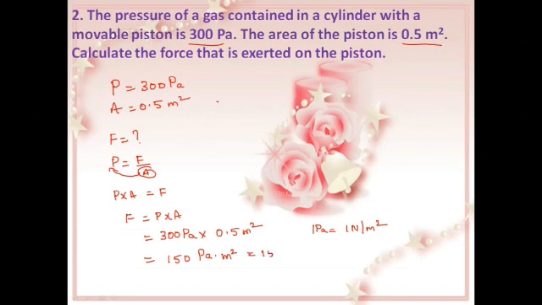So it is 150 into 1, you don't have to write 1, Newton per meter square, and write that meter square as it is. Meter square gets cancelled. So our force is equal to 150 newtons. Is that clear? Now let us look at the next sum.